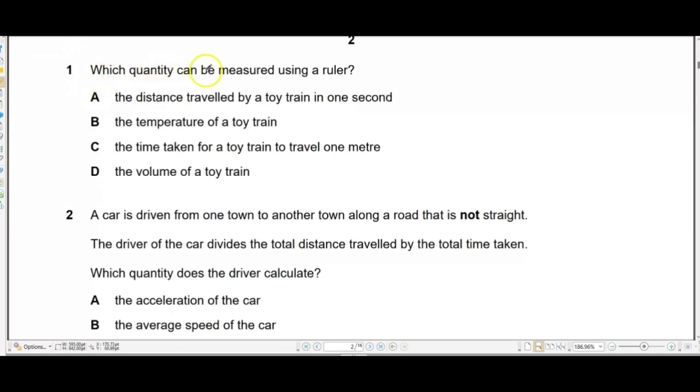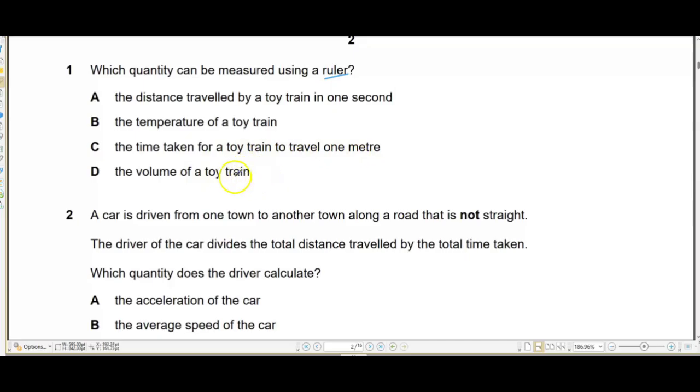Question number 1. Which quantity can be measured using a ruler? The distance traveled by a toy train in 1 second, the temperature of the toy train, the time taken for a toy train to travel 1 meter, and the volume of a toy train.